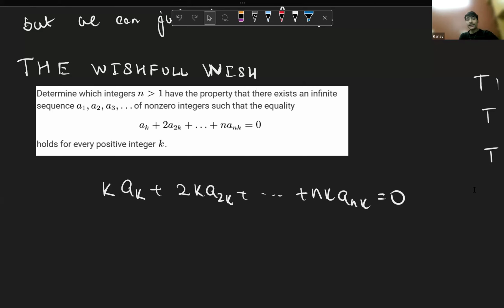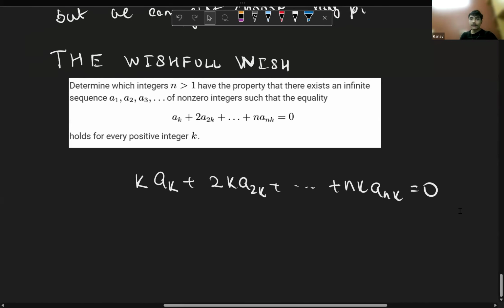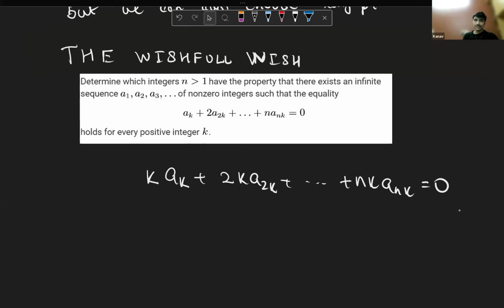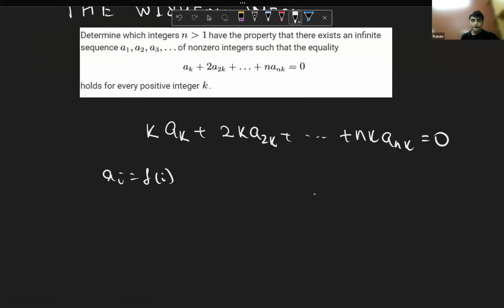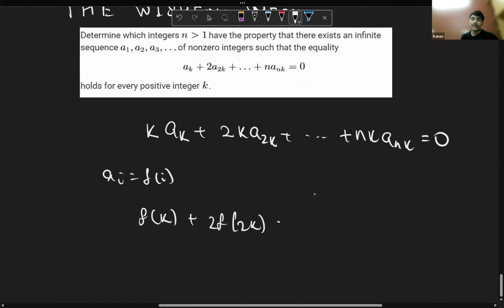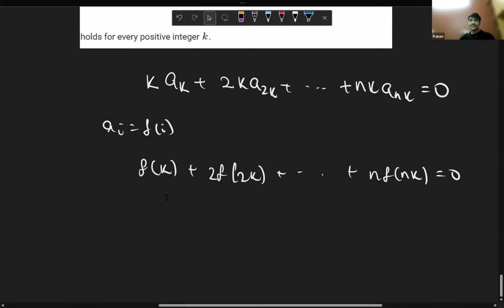So first of all, sequences are bad to work with. You have subscripts, which are so annoying to write. We convert sequences into functions, which is just better. We write a_i to be f of i. So what we want to ensure is that f of k plus 2f of 2k and so on, up to nf of nk, is equal to 0. Now it's an FE. The problem changed from construct to an FE.